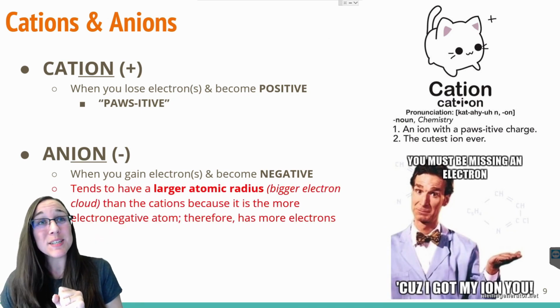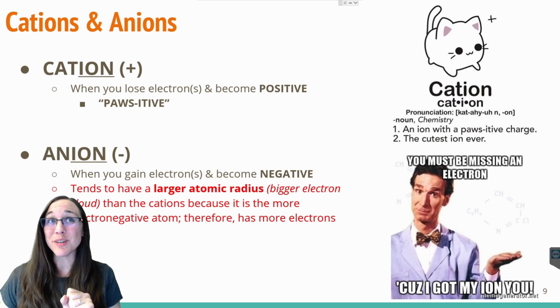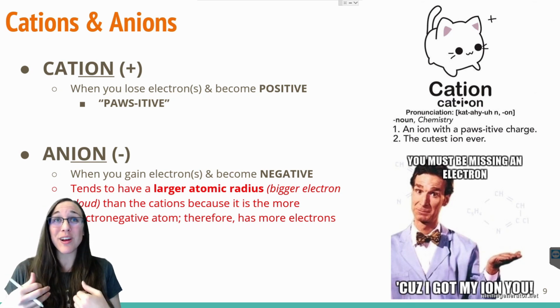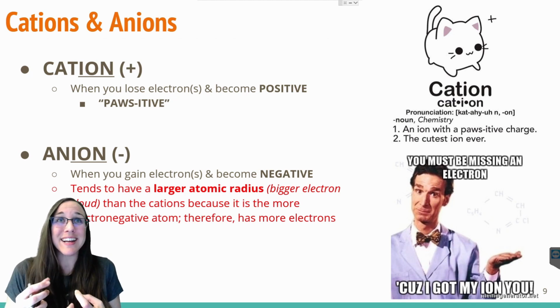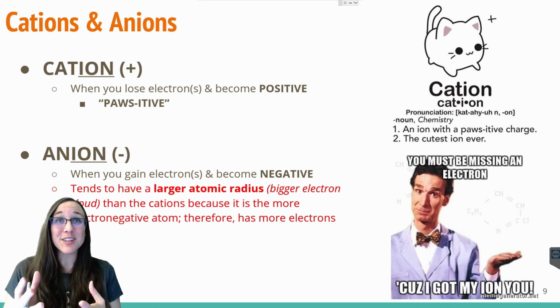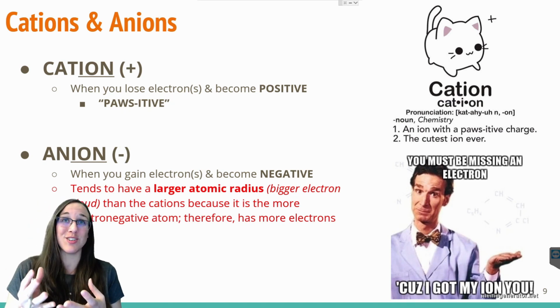Anions also tend to be the atoms that are larger because they're the more electronegative atom. They're comfortable with taking on more electrons, more negativity. In fact, they want it. They thrive in that condition. So they're the ones that have the larger atomic radius, the bigger electron cloud that can host more electrons therein.